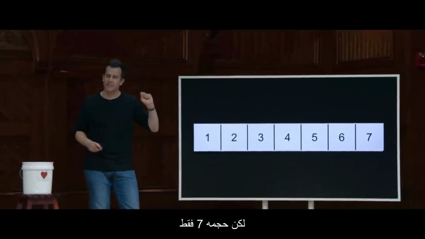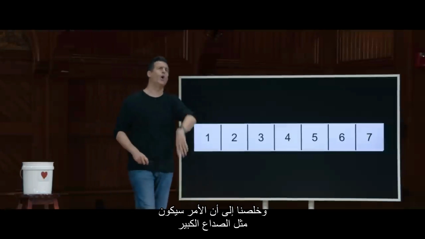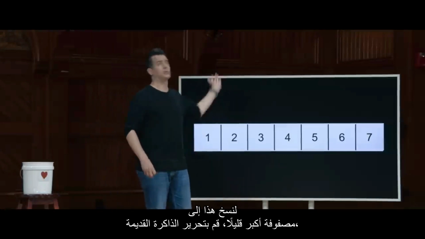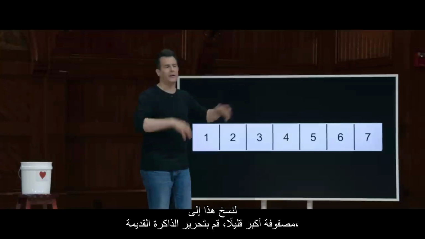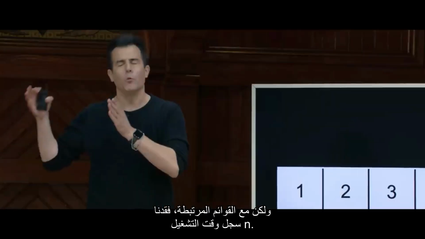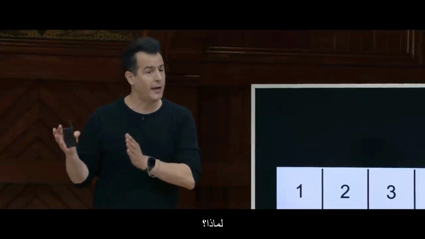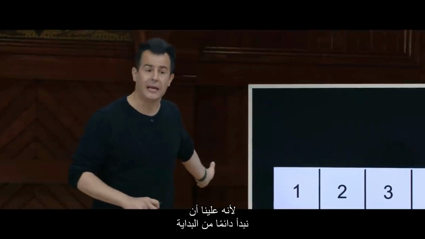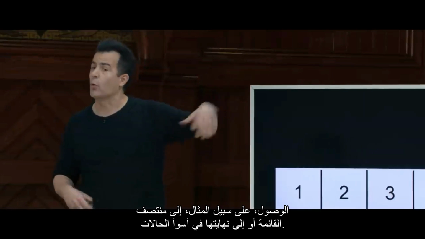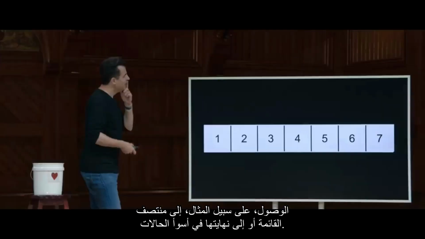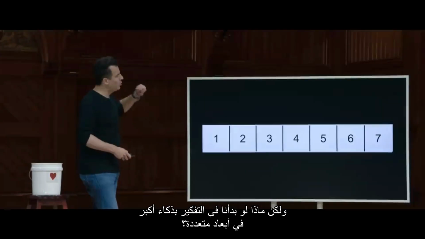But it's only size 7, and we concluded that it's going to be like big O of n headache to copy this into a slightly bigger array, free the old memory, and so forth. And thus were born linked lists. But with linked lists, we lost log of n running time. Why? Because we have to always start at the beginning to get, for instance, to the middle or to the end of the list in the worst case. But what if we start to think a little more cleverly in multiple dimensions?